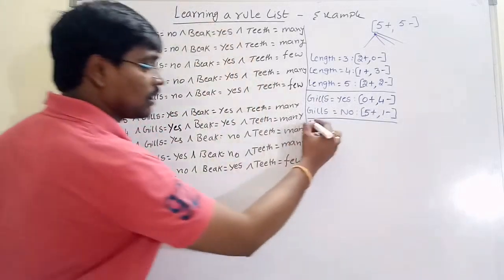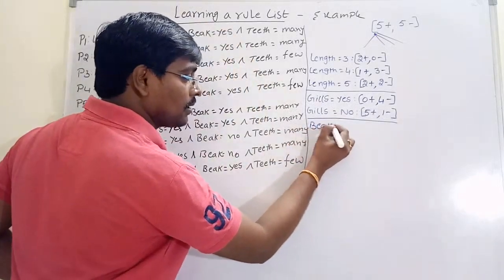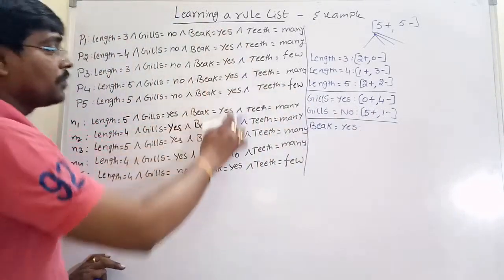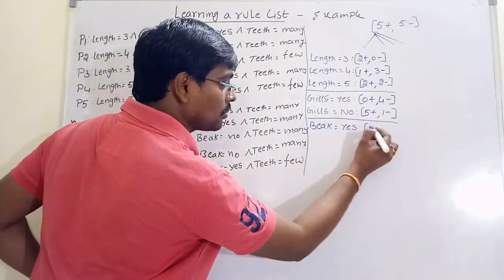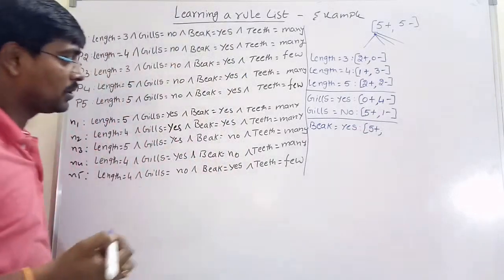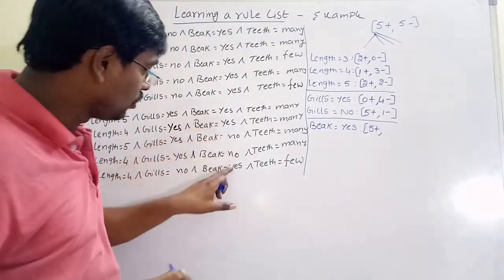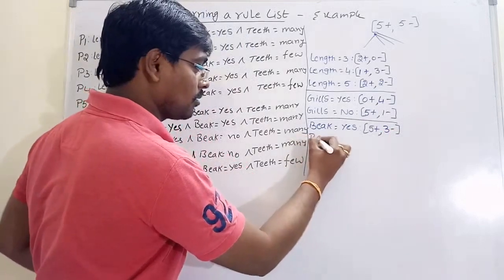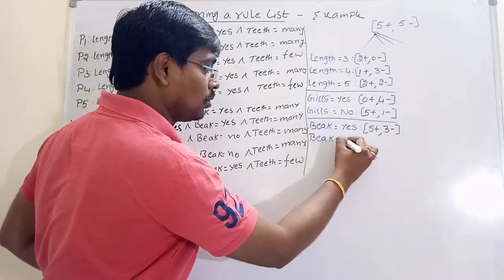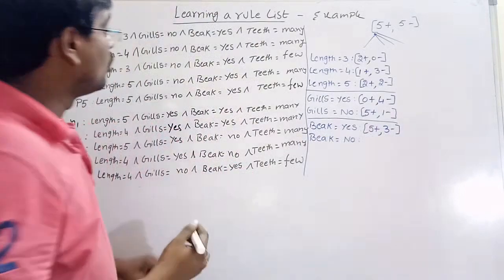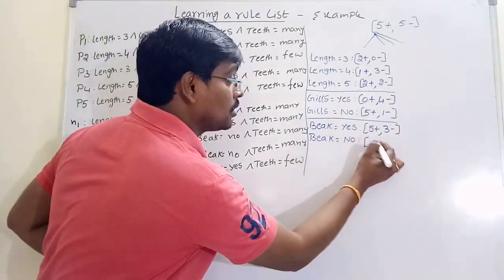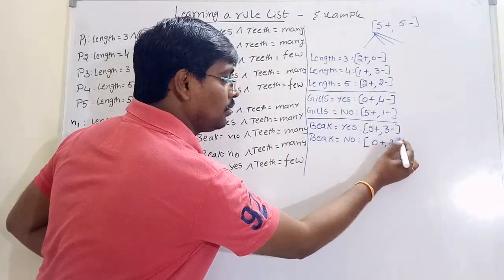Now move to the third feature, beak. Beak is equal to yes: 1, 2, 3, 4, 5, all 5 are positive, and negatives 1, 2, 3, so 3 negatives. And beak is equal to no means it contains 0 positives and 2 negatives.